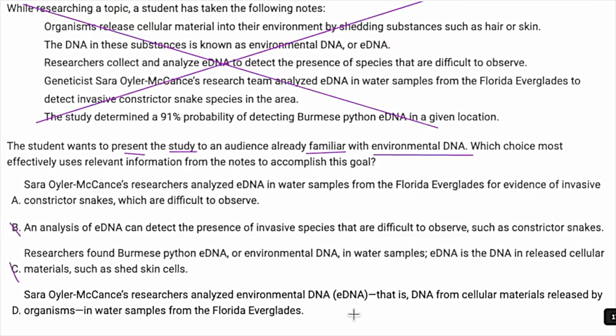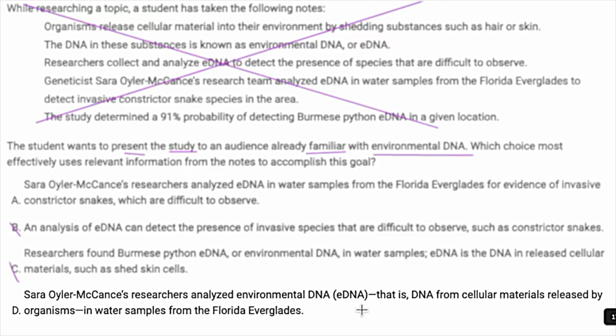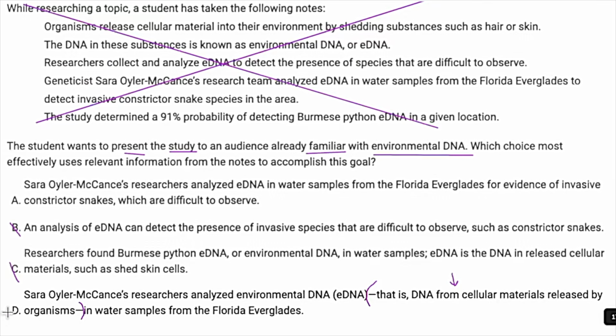And then D, we've got they analyze environmental DNA, that is DNA from materials released by organisms. So again, this little parenthetical, this little bit between our dash sandwich is trying to explain stuff to me. If I was already familiar with environmental DNA, I would know that. So I'm going to get rid of D. And just like that, our answer is A.